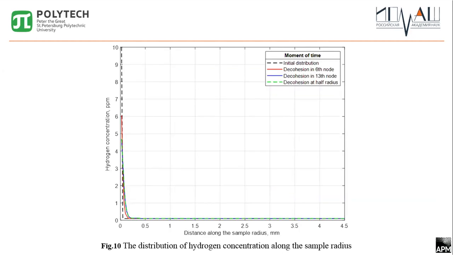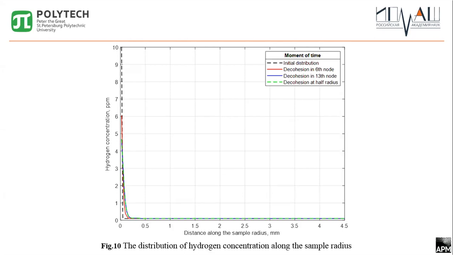Figure 10 shows the distribution of hydrogen concentration along the radius of a cylindrical specimen at different moments in time, from the initial state to the propagation of the crack to a quarter of its thickness. It's clearly seen that as the crack propagates, hydrogen is gradually redistributed, leaves the sample surface, and moves deep into the material under the action of applied stresses. But it's important to note that it doesn't penetrate deeper than 0.418 millimeters from the surface layer.